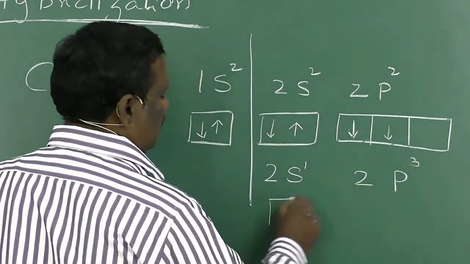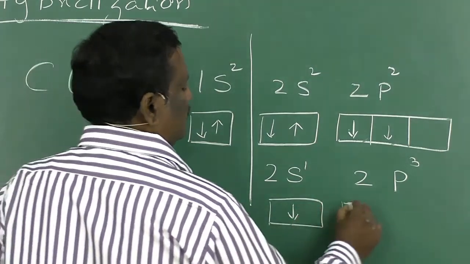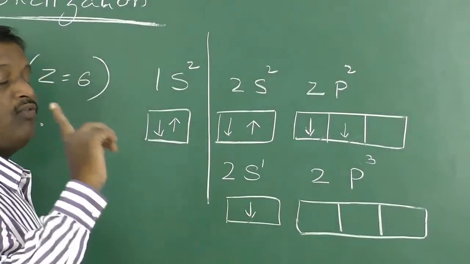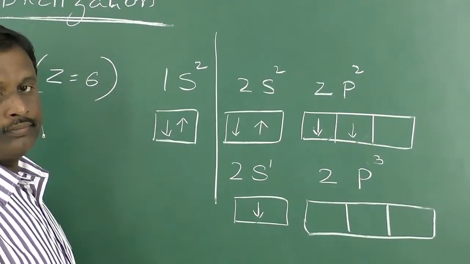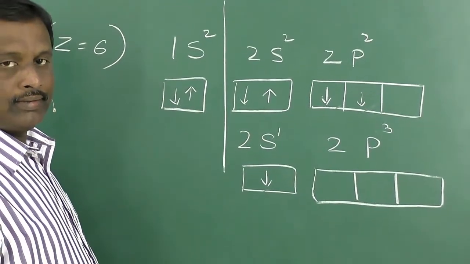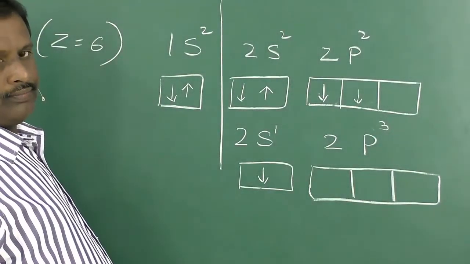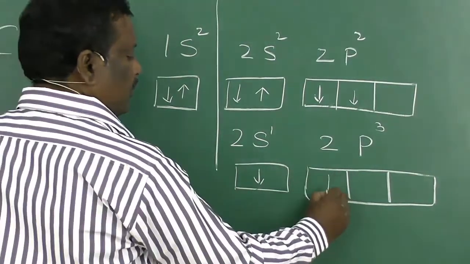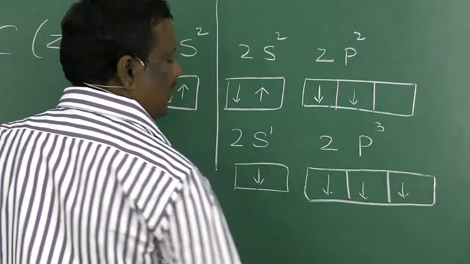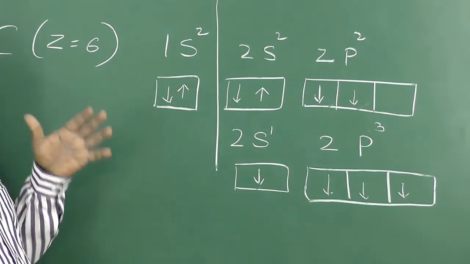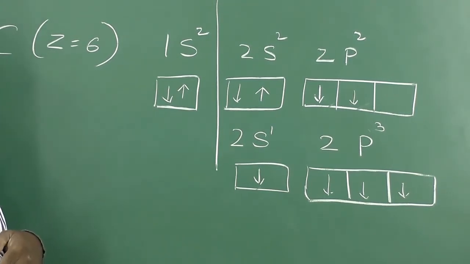This is against the normal rules of electronic configuration. This electronic configuration is possible only at the time of formation of bonds, not in all the other cases. In all other cases, the carbon electronic configuration is this only. Now, we have 4 unpaired electrons in the valency shell of carbon. Out of these 4 unpaired electrons, 3 electrons are in 2p orbital and 1 electron is in 2s orbital.